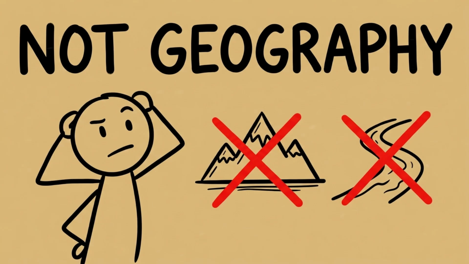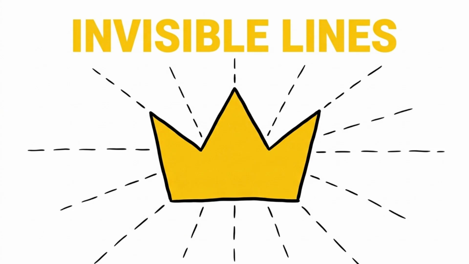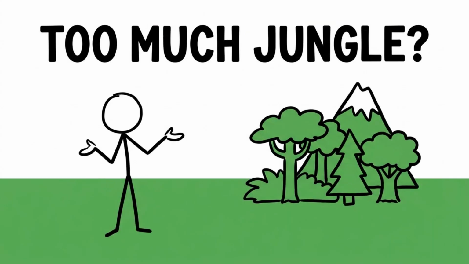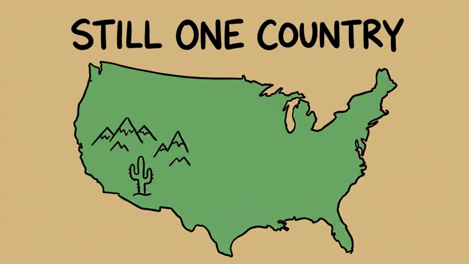You have probably heard the simple explanation. Too much jungle, too many mountains. Impossible to unite. But that explanation falls apart the moment you look closer. The United States crossed deserts, mountain ranges, and thousands of miles of wilderness and still became one country. Russia spans 11 time zones. China holds together despite mountains higher than anything in South America.